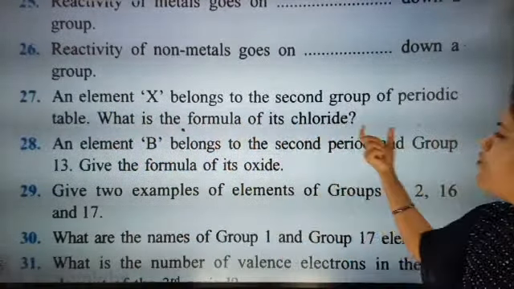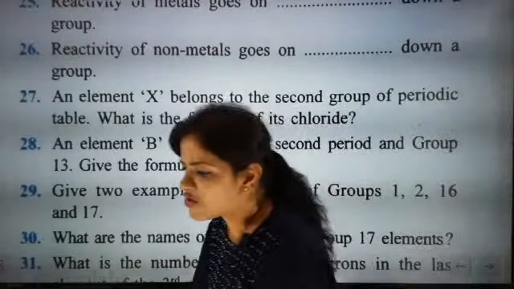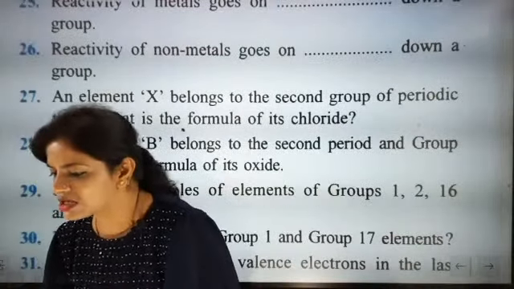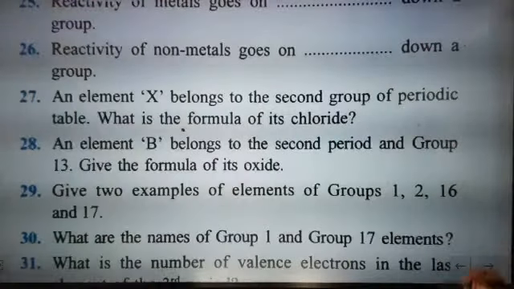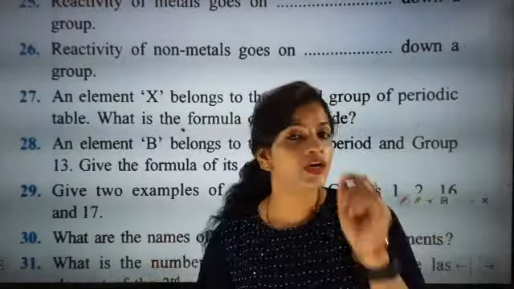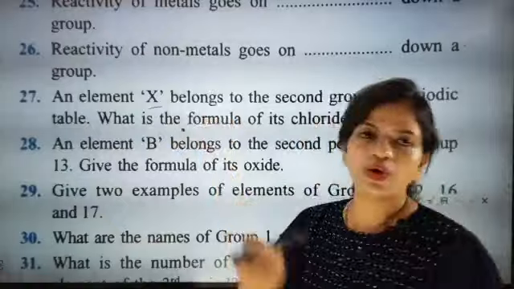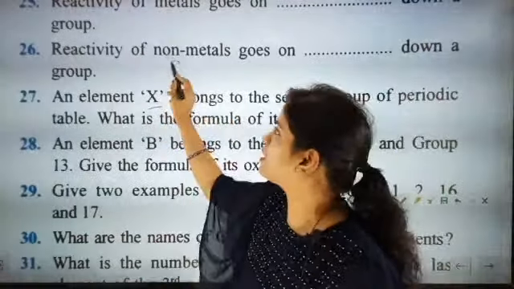What is the formula for its chloride? Come on, quickly write the formula for its chloride. Absolutely correct. MgCl2, magical. I enjoyed it. Here X is given, so X with chlorine. We don't know which element, but it belongs to the s2 group.